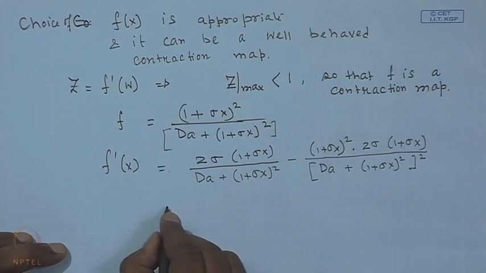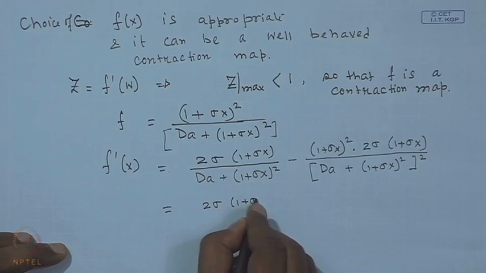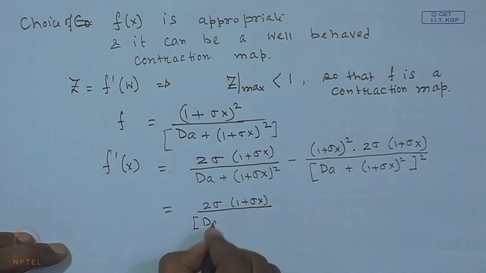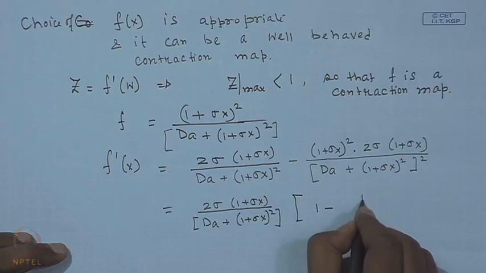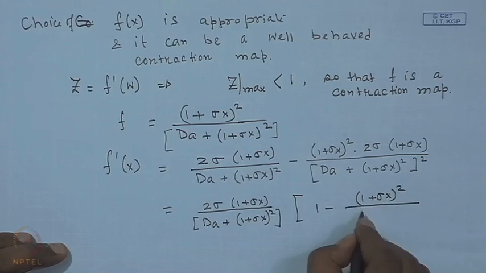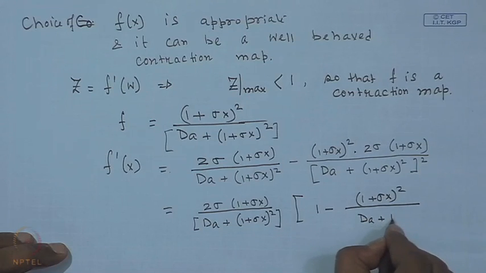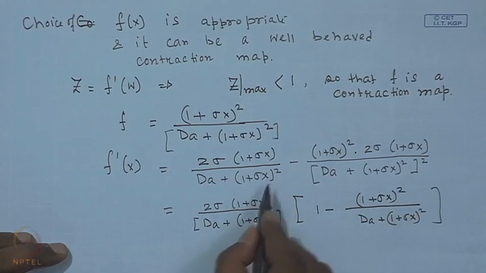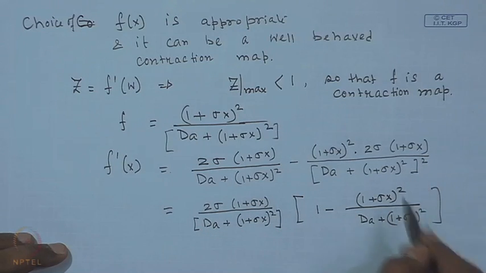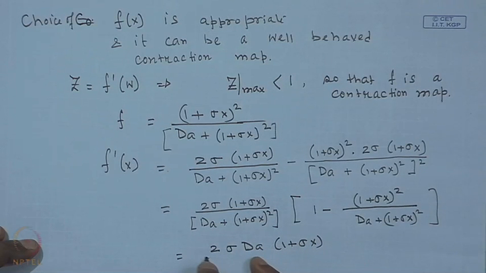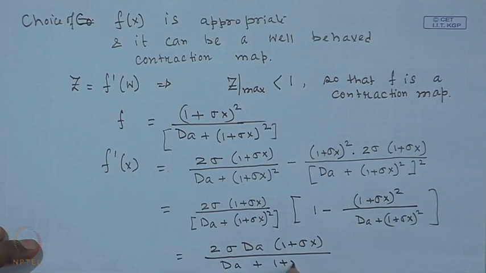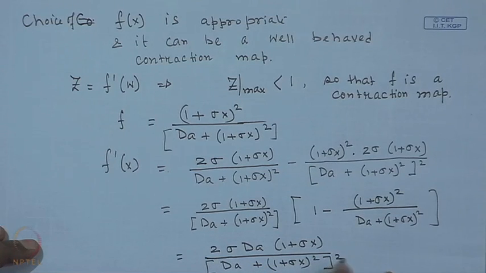Now, let us simplify this equation. Take 2 sigma (1 plus sigma x) divided by dA plus (1 plus sigma x) square common. So, it will be 1 minus (1 plus sigma x) square divided by dA plus (1 plus sigma x) square of that. One thing has been taken out, so out of the power 2 there will be only one left behind. On simplification, the (1 plus sigma x) whole square in the numerator will be cancelled out. So, what we will be getting is only 2 sigma dA (1 plus sigma x) divided by dA plus (1 plus sigma x) square of that, then whole square.